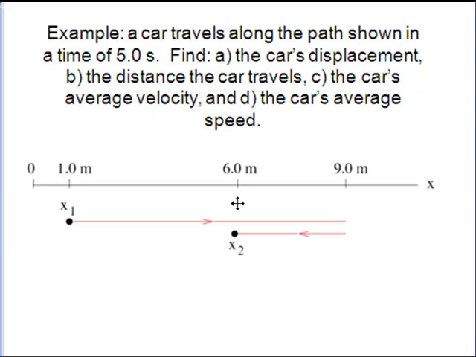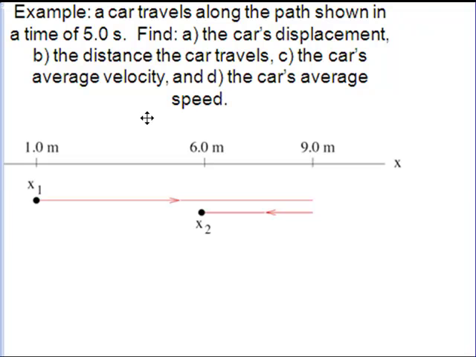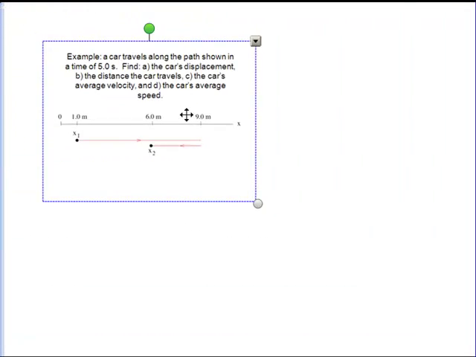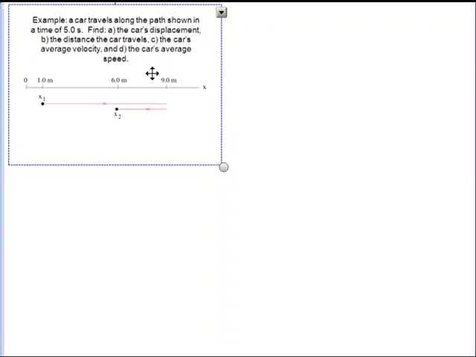Well, I need a little more space. So I'm going to take this and shrink it a little bit. And we'll just put it up here in the corner for the moment.